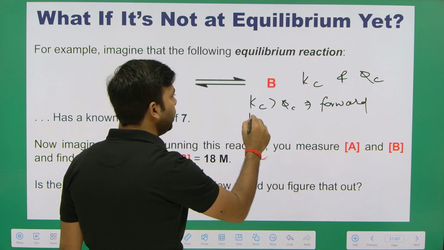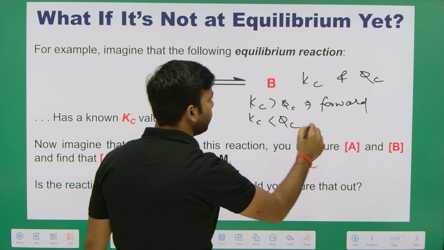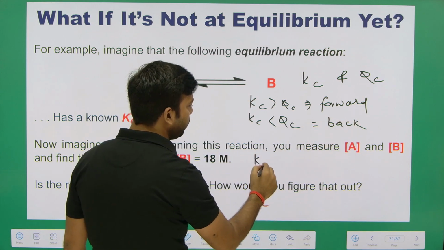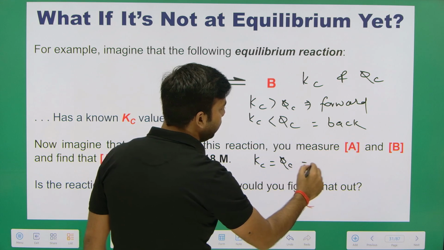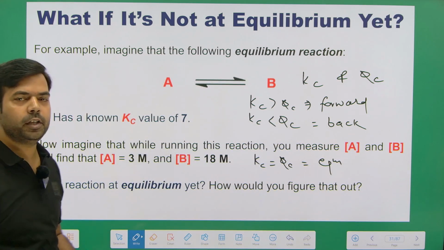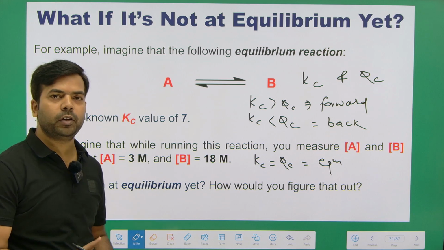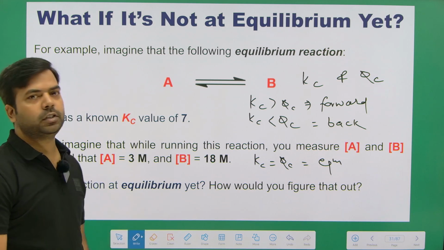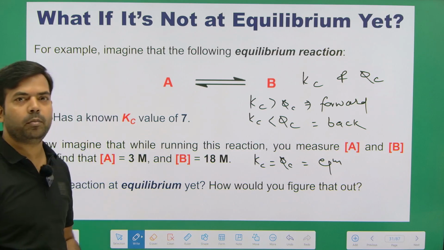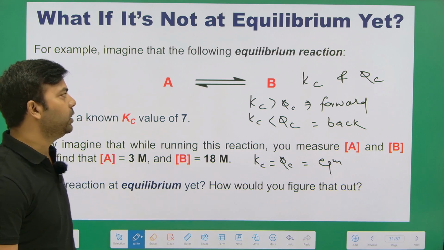Whenever Kc is less than Qc, it will be moving backward. And whenever Kc is equal to Qc, it will be at equilibrium. Don't memorize these conditions. It will always be given in the stem, but you have to figure out the application of this information. If you don't know how to write down Kc and Qc, then that is a problem. But don't memorize these conditions.